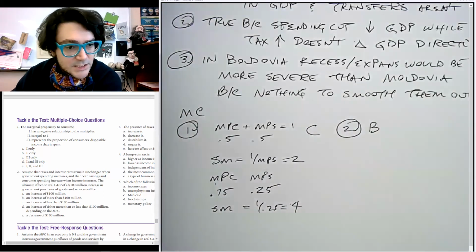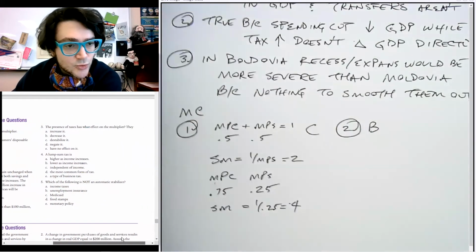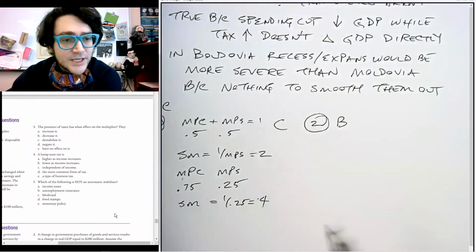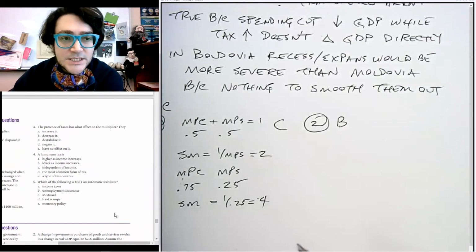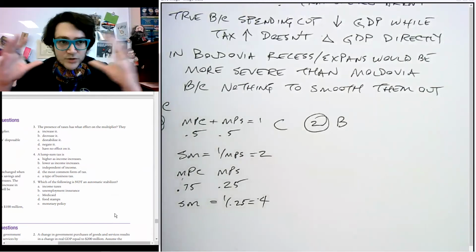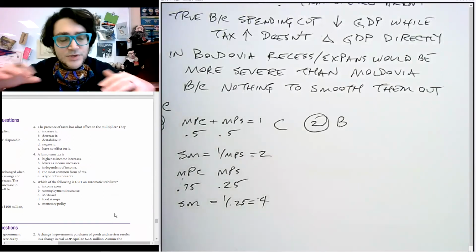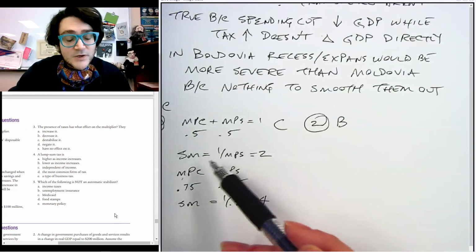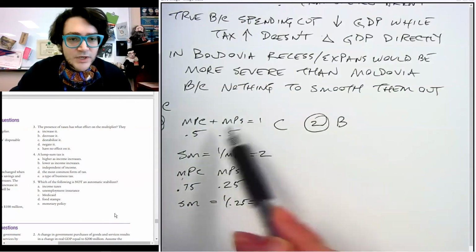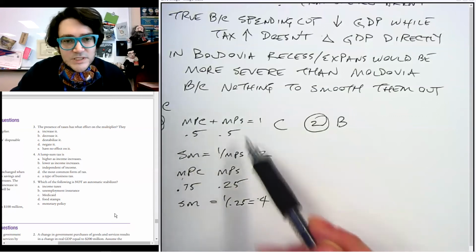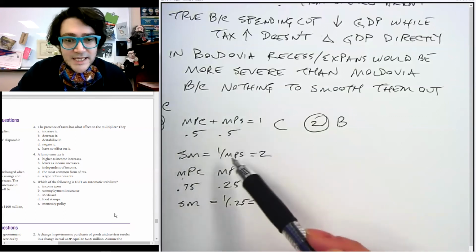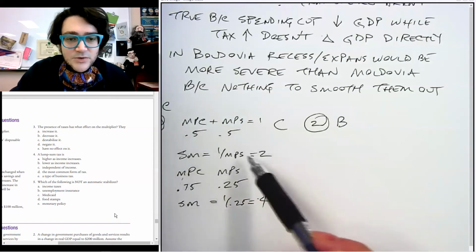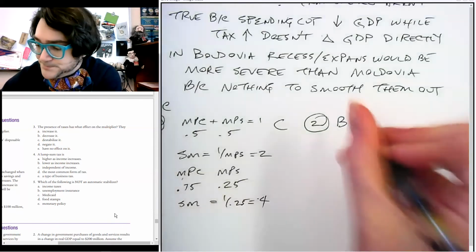Okay, let's take a look at number 3. The presence of taxes has what effect on the multiplier? Well, it would reduce the multiplier, in the sense that if you have more taxes, you have less consumption being created in the rest of the economy. So like this simple spending multiplier that we have here, 1 over MPS equals 2. If some of this amount is dedicated towards taxes, then you're going to save less and consume less. And so the multiplier would be smaller, B.